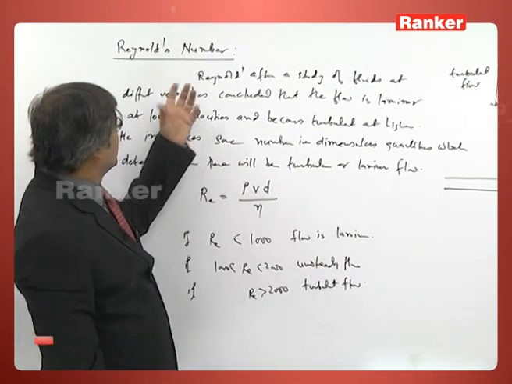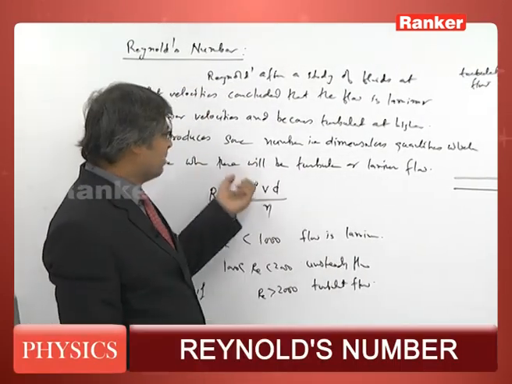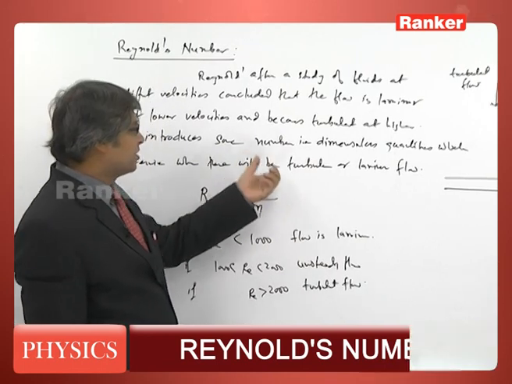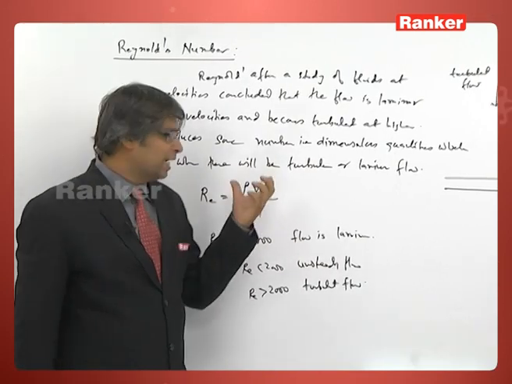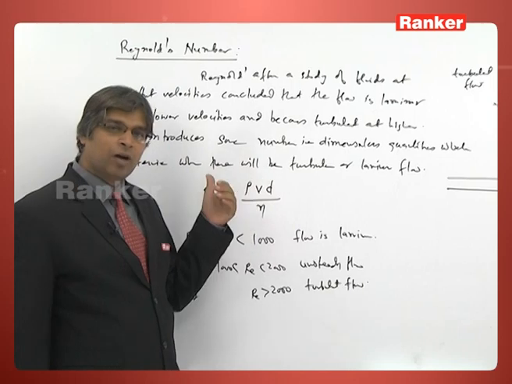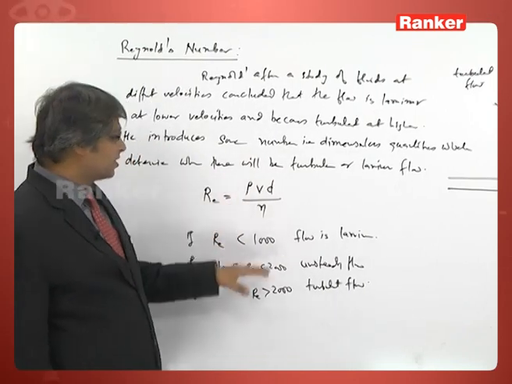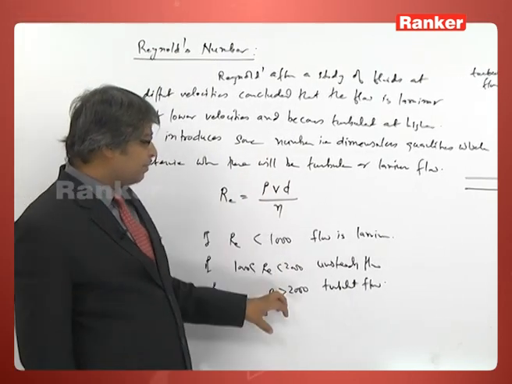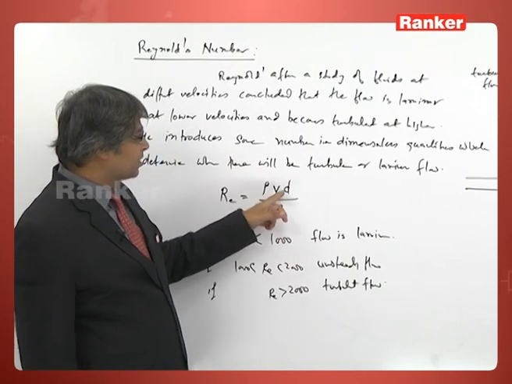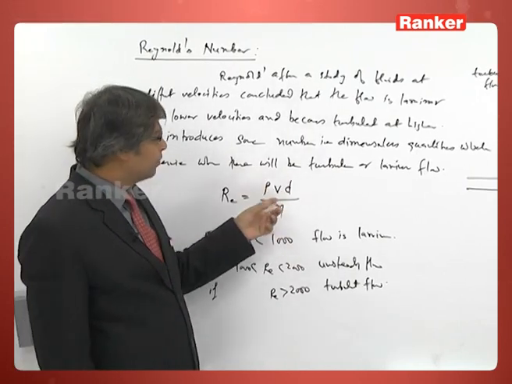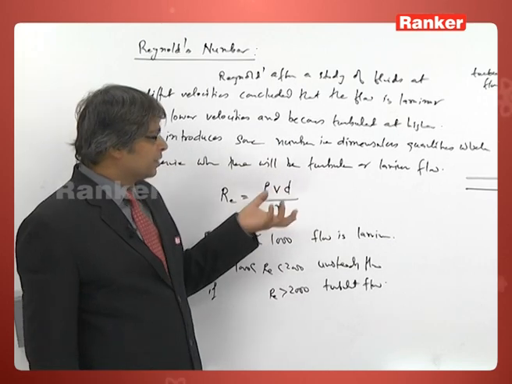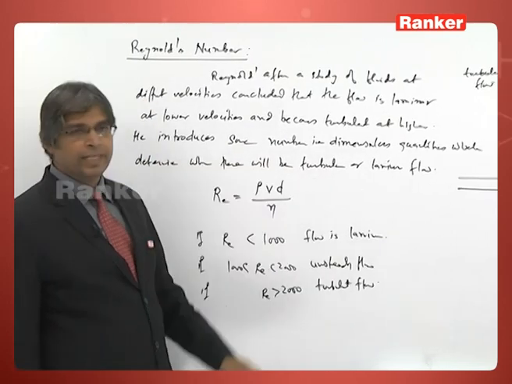Thus, this Reynolds number is a dimensionless quantity which has come from dimensional analysis of different fluid flows. It gives some numbers, and these numbers depend on the geometry of the pipe or the cross section through which the fluid is flowing.